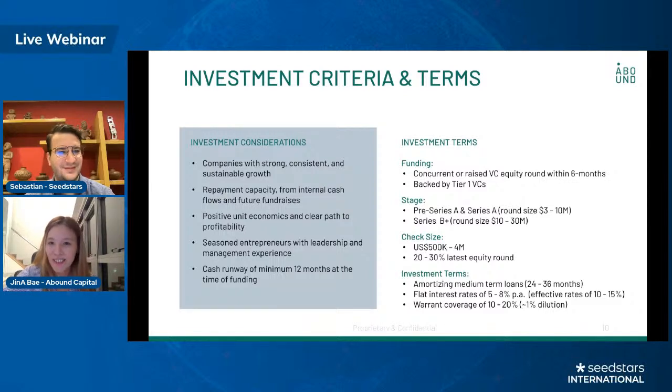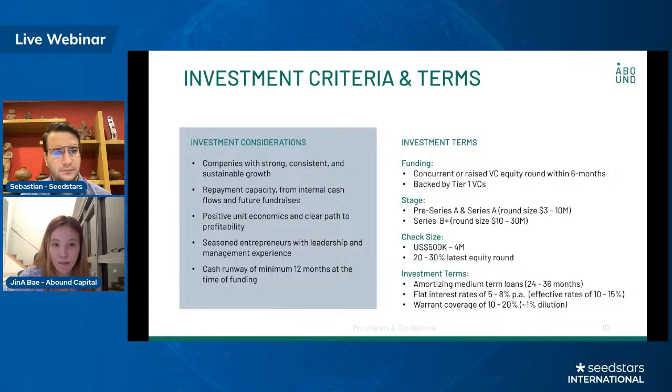I guess to delve into the specifics of investment terms. When should you be thinking about venture debt? The timing of it is really when you're raising equity rounds. So you can raise debt as part of your ongoing equity raise, or add on venture debt within 6 months of closing your equity rounds. So that's the general timeline for when you should be raising debt.